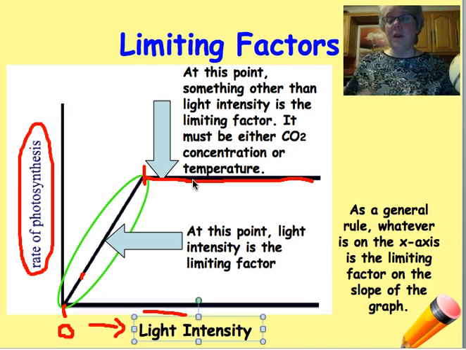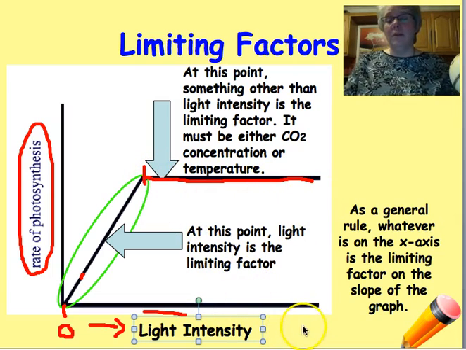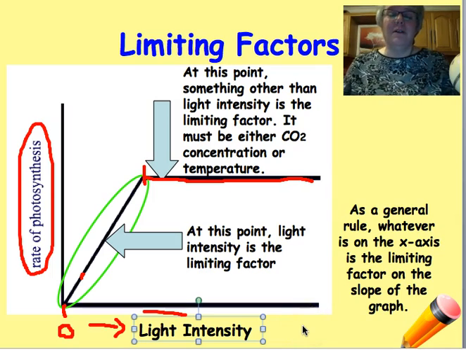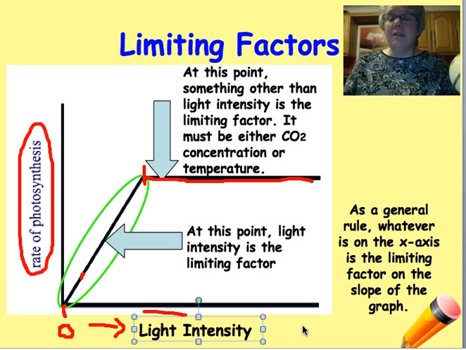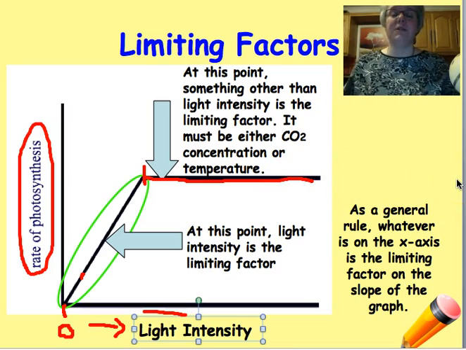It could be, we've got our other two factors, your carbon dioxide concentration, or it could be the temperature. So it doesn't matter whether you give that plant a whole sun to give it more light. Something else is limiting the photosynthesis. So this part here will always remain at this level unless you change the carbon dioxide concentration or unless you change the temperature.